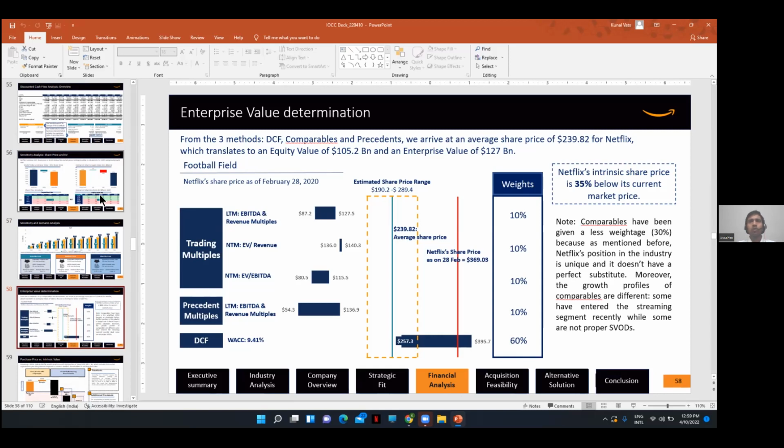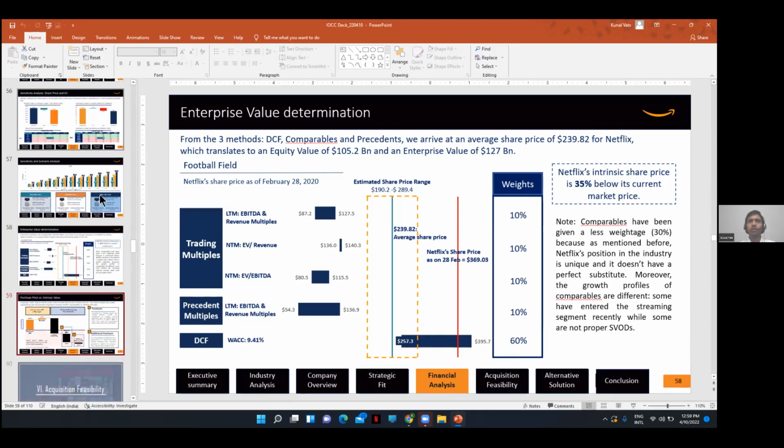You've taken into account intrinsic as well as relative valuation, and you have basically looked at everything comprehensively and not just from one lens. So that is the kind of share price we get. And that translates to an equity value of 100 billion and an enterprise value of 127 billion.